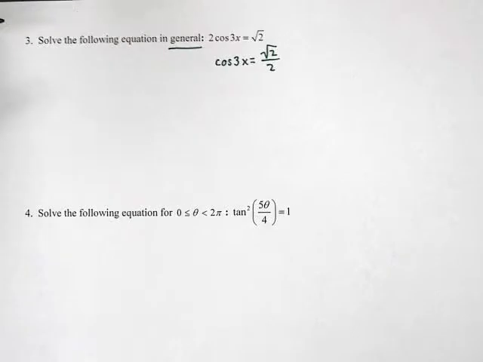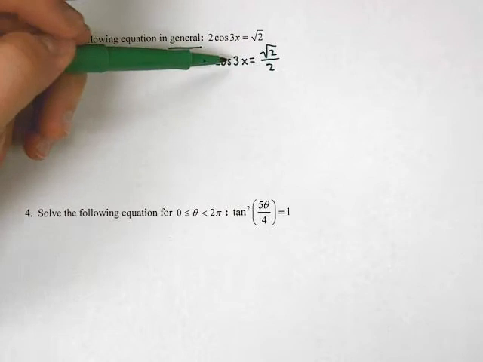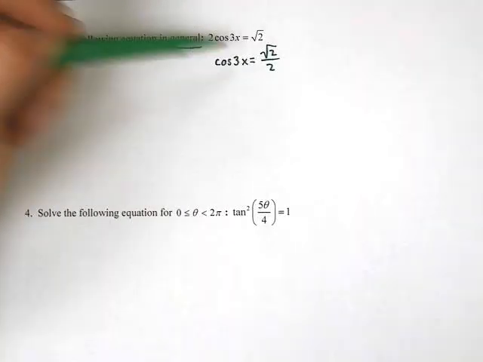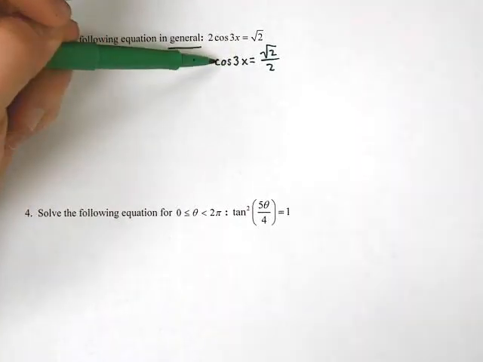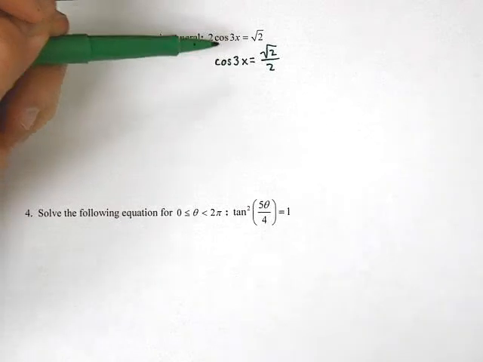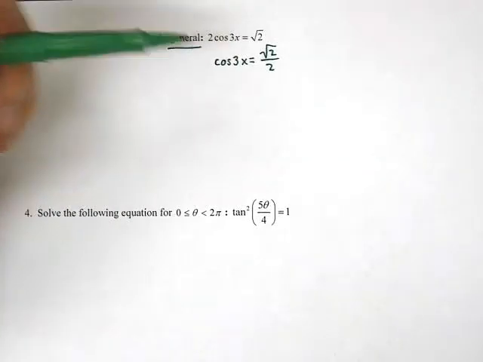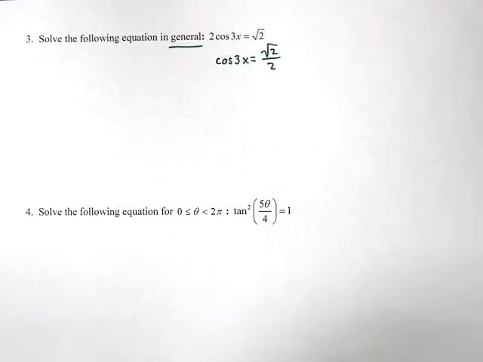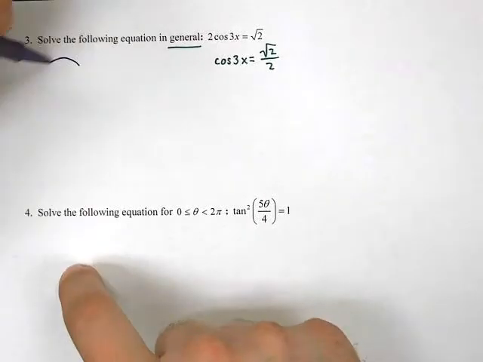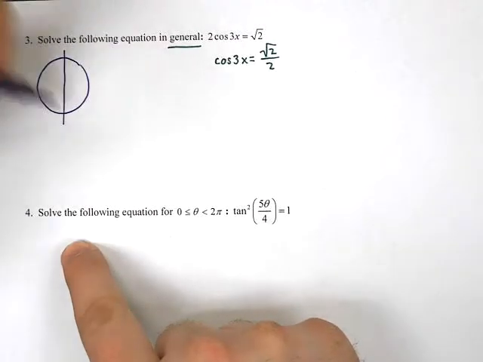Please remember, I know there's no parentheses. Where is the 3x? The 3x is inside the cosine function, so we cannot divide by 3. We are good. We're ready to draw our unit circle.